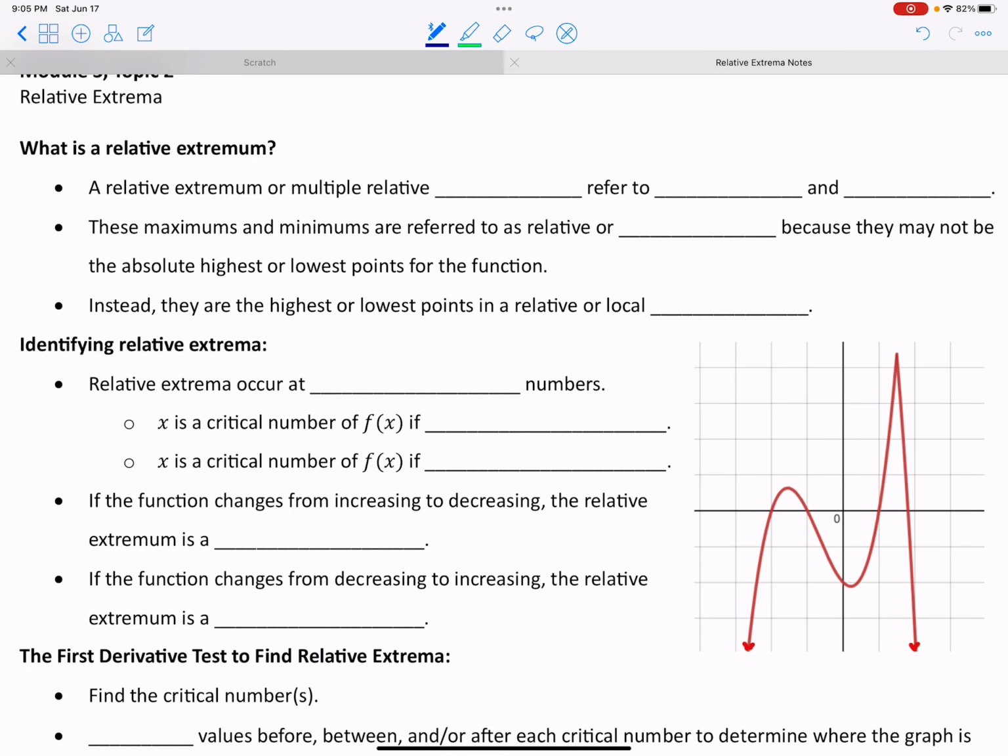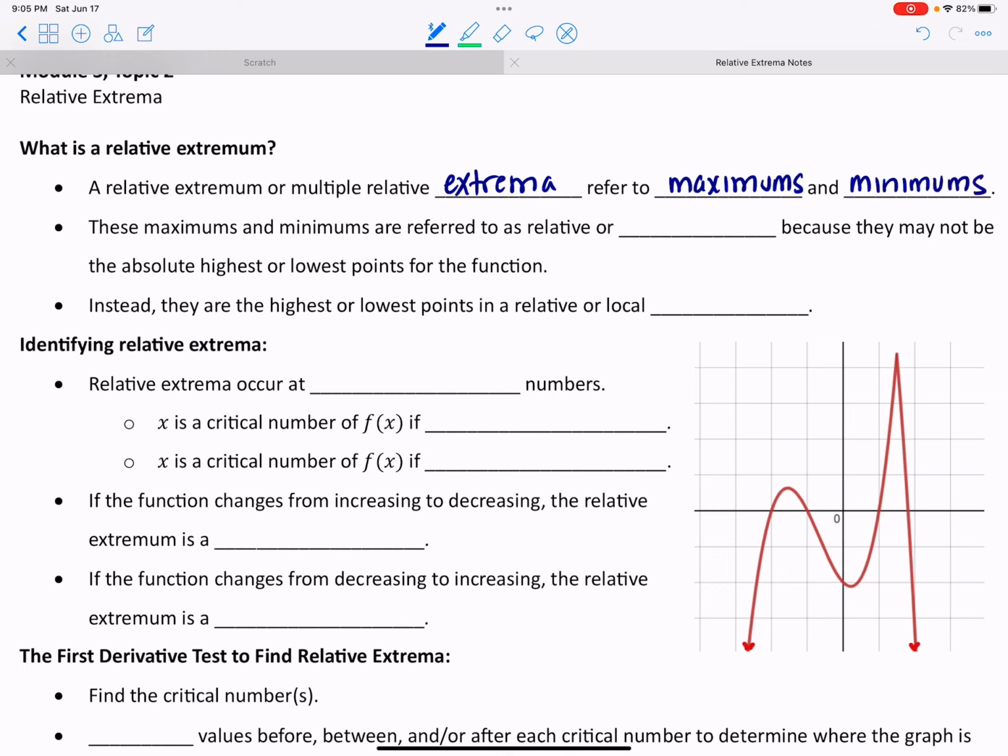So what is a relative extremum? That's the singular version for extrema, which is our plural. A relative extremum, or multiple relative extrema, try to get that in there, are just referring to maxes and mins. So they are maximums or they are minimums.